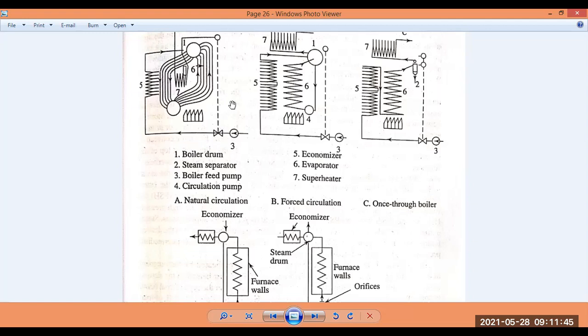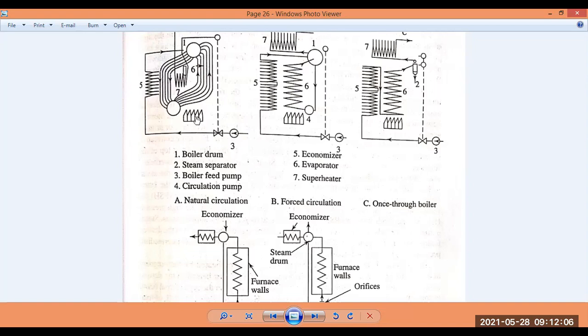And five is the economizer here, and six is the evaporator, and that is mostly the boiler equipment itself. This is here, and this is here, and this is here. What is going on here? The heat transfer.